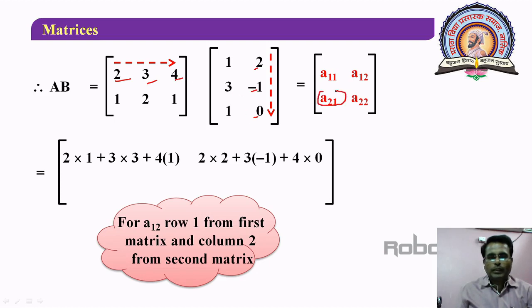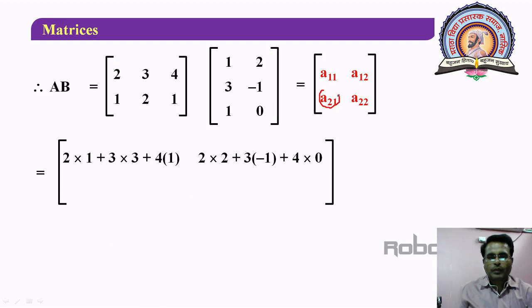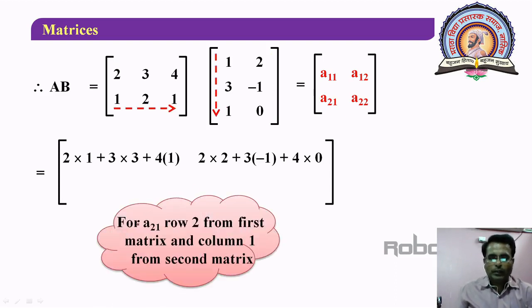Similarly, to obtain this element, what to do? We have to consider now the second row here and the first column here. See how that is possible. So you want to obtain A21. The second row from the first matrix and column 1 from the second matrix will give you these elements: 1 into 1, then 2 into 3 and 1 into 1. This way you can consider.